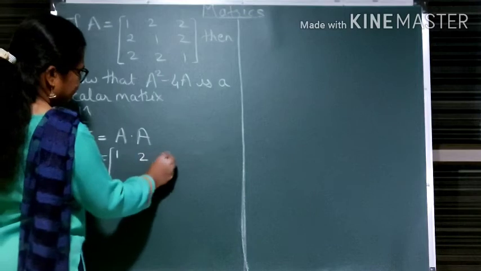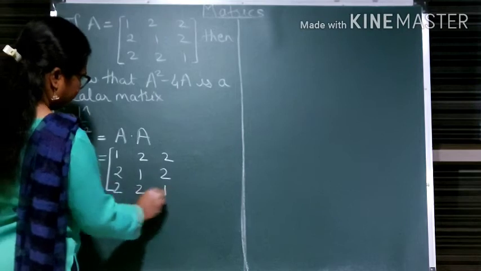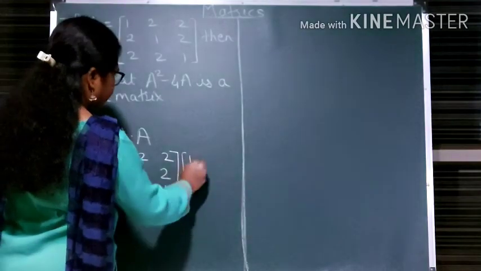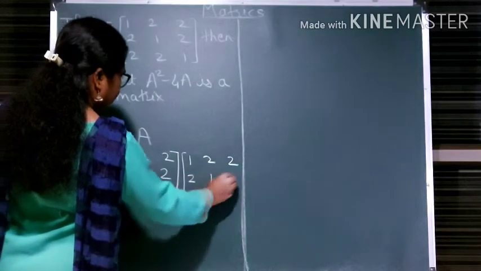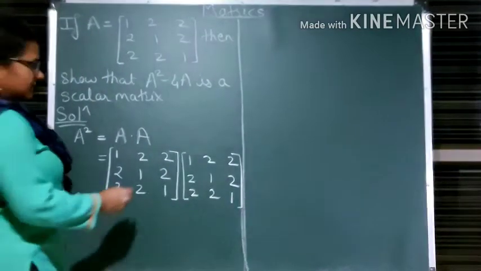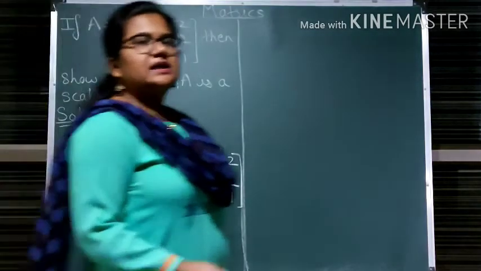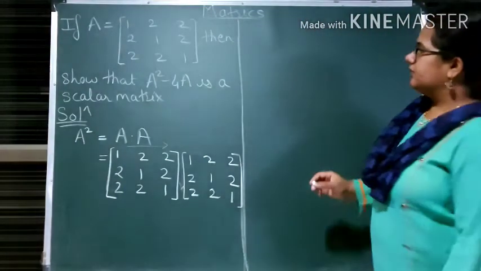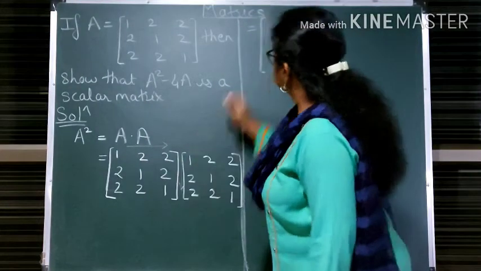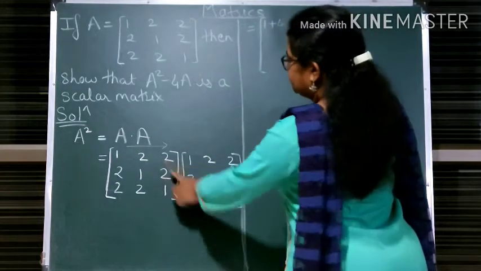So write the matrix A into A. Now you know the system to multiply the matrices, row and column. For the first matrix we go row wise and for the second matrix we go column wise. So this is equal to: first row, 1 into 1 is 1, 2 into 2 is 4 and again 2 into 2 is 4.